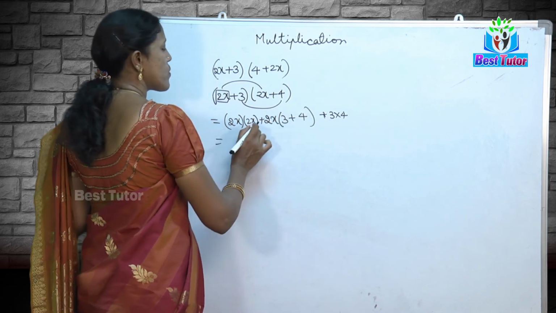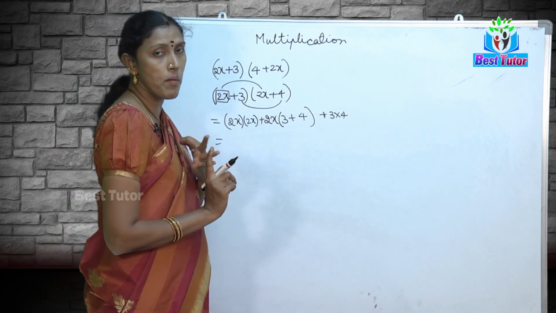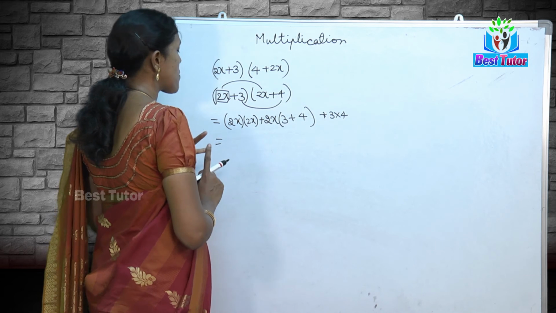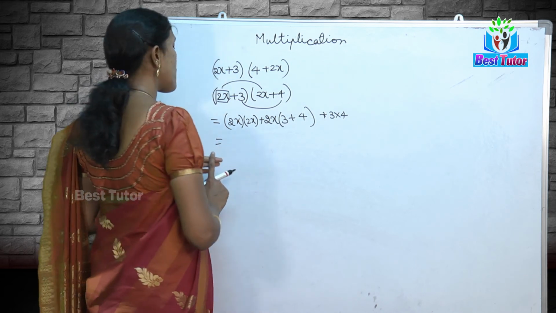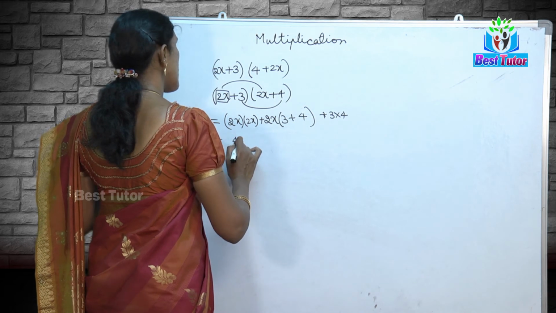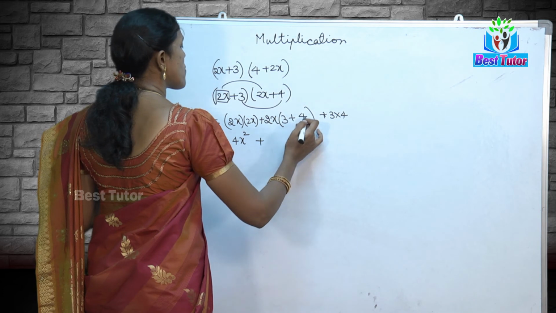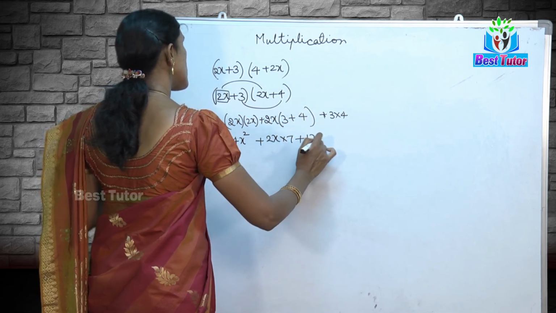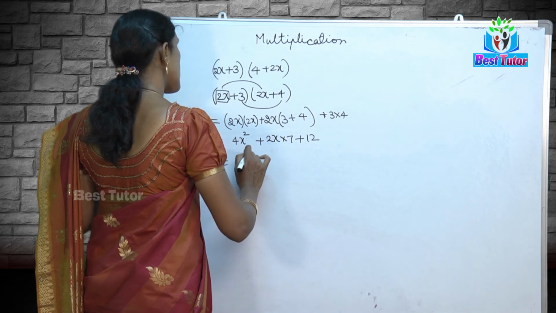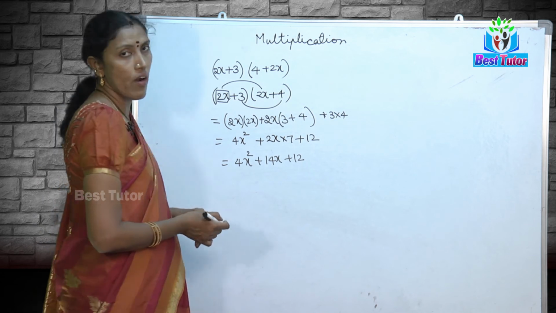Okay, so 2x into 2x is, first all the 3 steps have to be followed when we multiply two monomials. First step, multiply the symbols. Second step, multiply the numerical coefficients. Third step, apply the product law. So it's going to be 4x square plus 2x into 3 plus 4. 3 plus 4 is 7. So it's going to be 2x into 7 plus 3 4s are 12. So directly we get 4x square plus 14x plus 12 as the product.